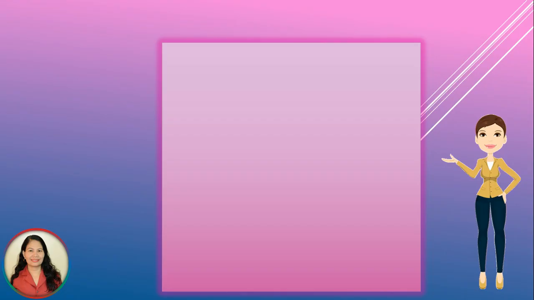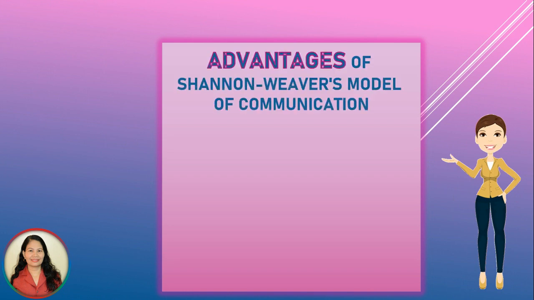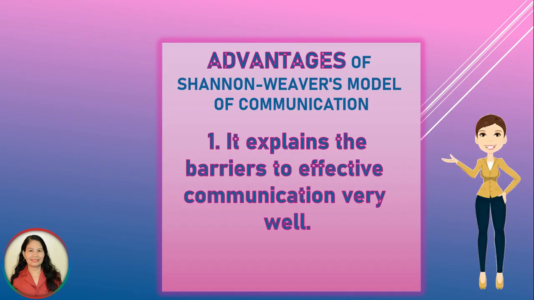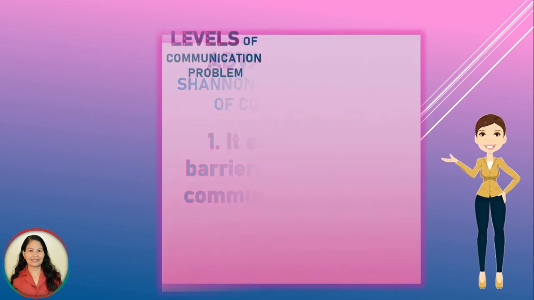The Shannon-Weaver model of communication has many pros and cons. Advantages. It explains the barriers of effective communication very well. The Shannon-Weaver information theory was revolutionary because it explains the concept of noise in detail. It shows how information is interrupted and helps people identify areas for improvement in communication. For example, the model also includes three levels where communication can be interrupted.